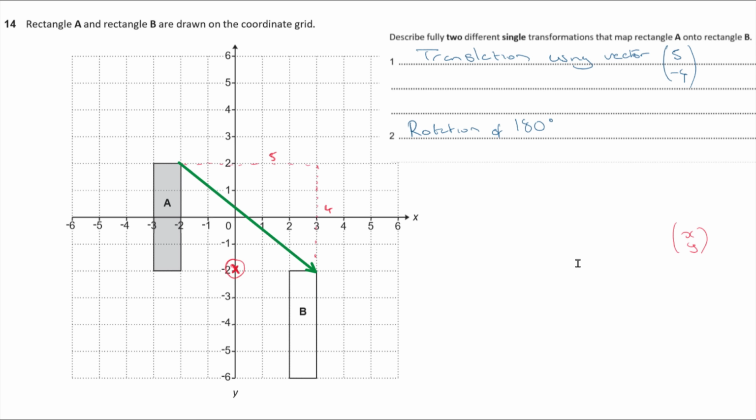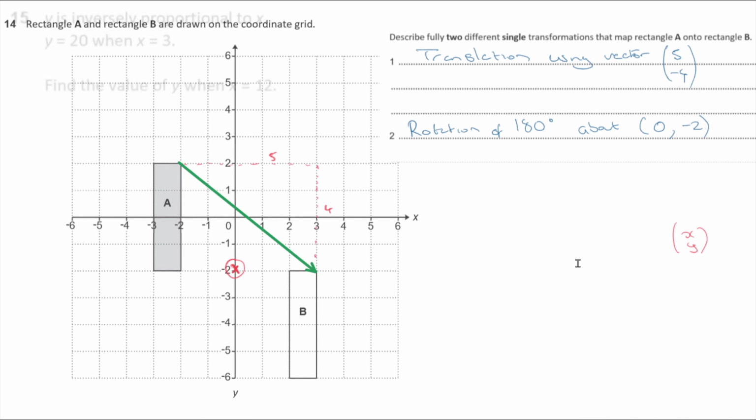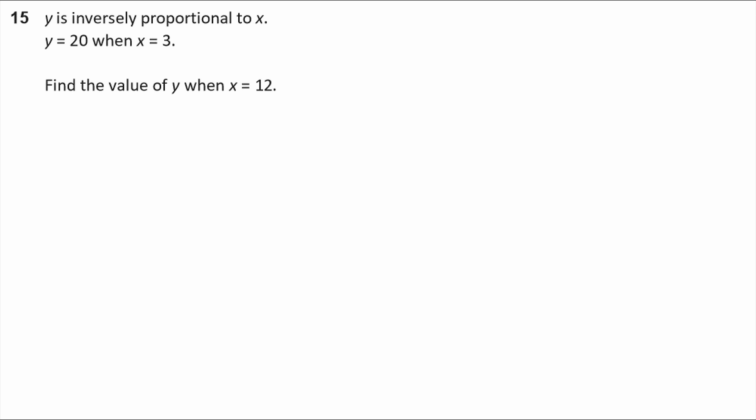So rotation of 180 degrees about, and then we need to name the center of rotation, which is that coordinate I've marked there. So that's the coordinate (0, -2). Now I spotted that coordinate straight away because I've got a good eye for it. If you're not quite so good at doing this, get some tracing paper, trace A and then guess where you think the center is and rotate it and see if it lands on it. Normally you can get to the right place with a few rotations, just by trial and error.